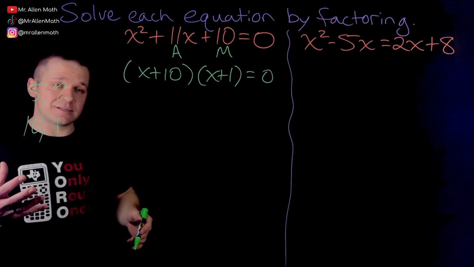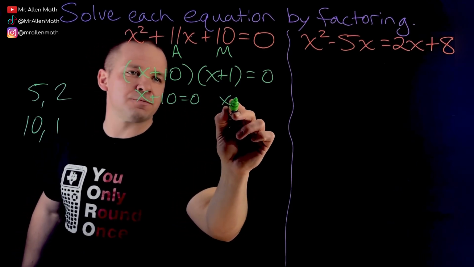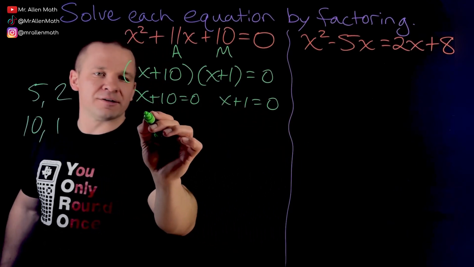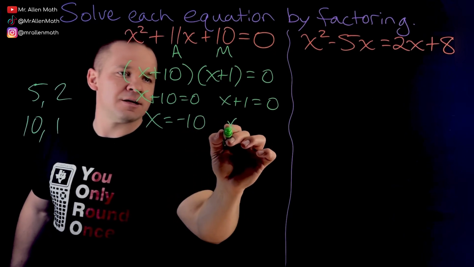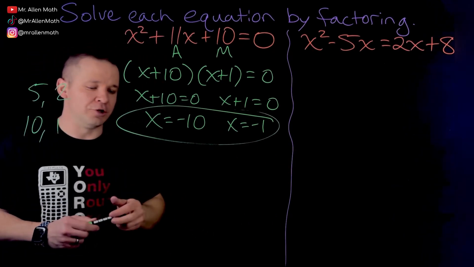Next, I'm going to set each factor equal to 0. X plus 10 equals 0, x plus 1 equals 0, and then I'll solve. I get x equals negative 10, x equals negative 1. Boom. Those solutions, all done.